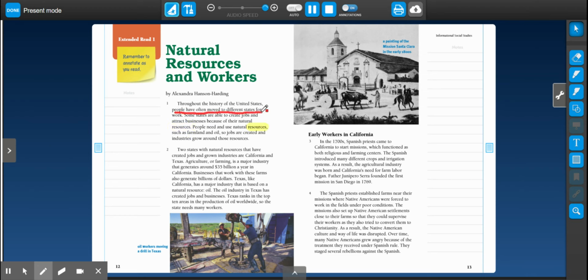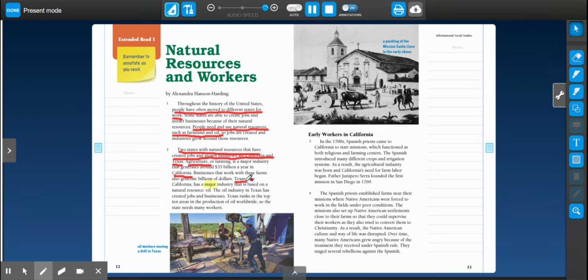People need and use natural resources such as farmland and oil, so jobs are created and industries grow around those resources. Two states with natural resources that have created jobs and grown industries are California and Texas. Agriculture, or farming, is a major industry that generates around $35 billion a year in California. Businesses that work with these farms also generate billions of dollars.